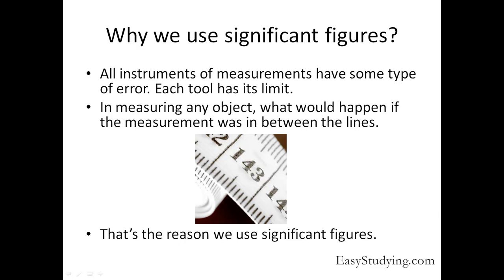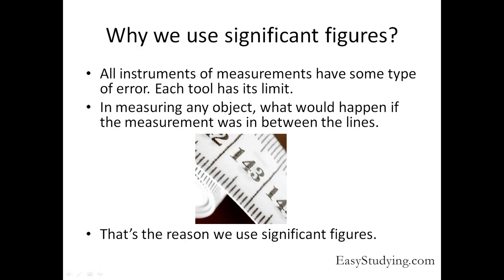So why do we use significant figures? All instruments of measurement have some sort of error. Tools have limits to them, such as a ruler has markings on it. But what happens if a measurement is in between those markings? Then you're off depending on how much you round the measurement. So whenever you round, that specifies that a measurement is not exact.